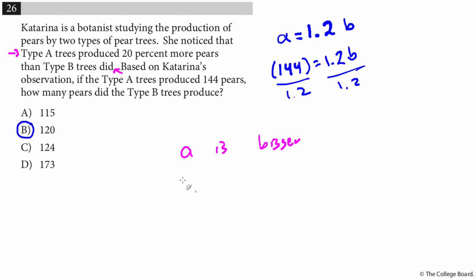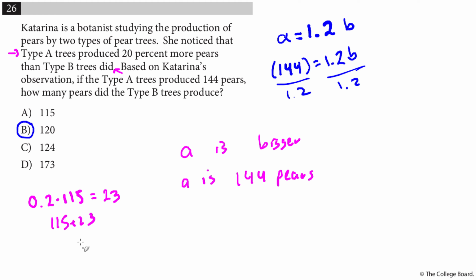Next thing, I know that A is 144 pears. Now, if you're having trouble with this idea, you should know how to get 20% of these numbers. So I can actually just do 20% of each of these and add on. So I can do either 0.2 times 115, which would give me 23, and then 115 plus 23 will give me 138. That's not 144. This is the wrong answer.